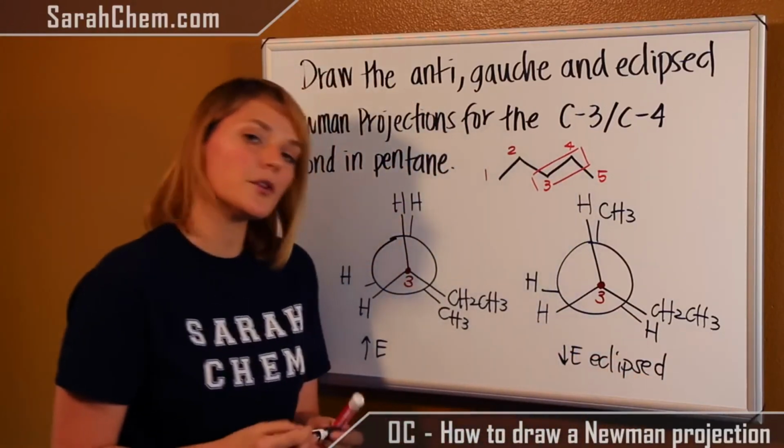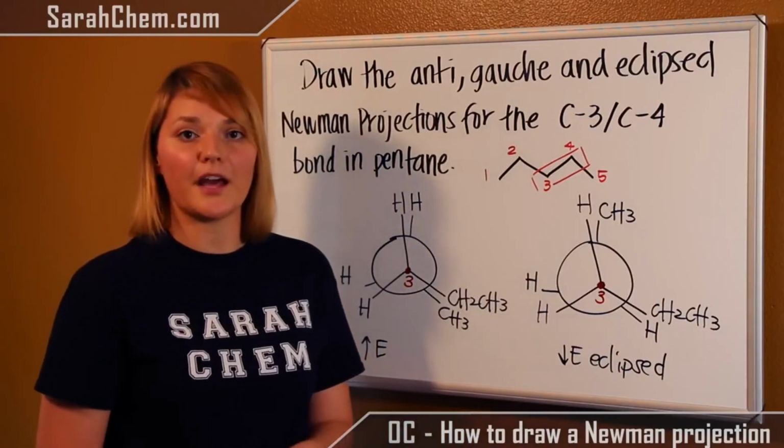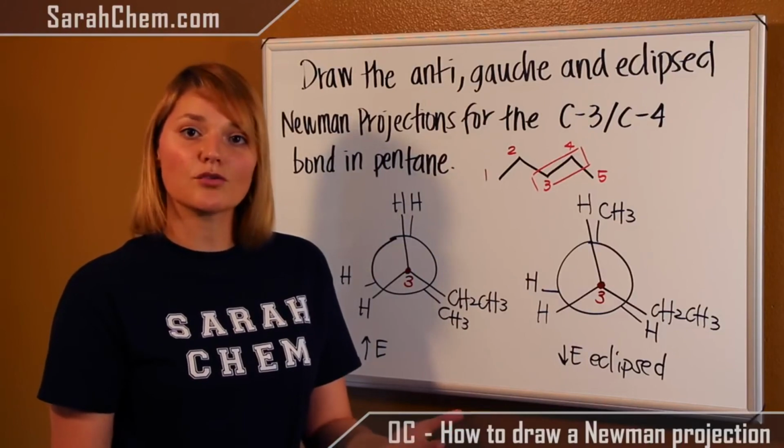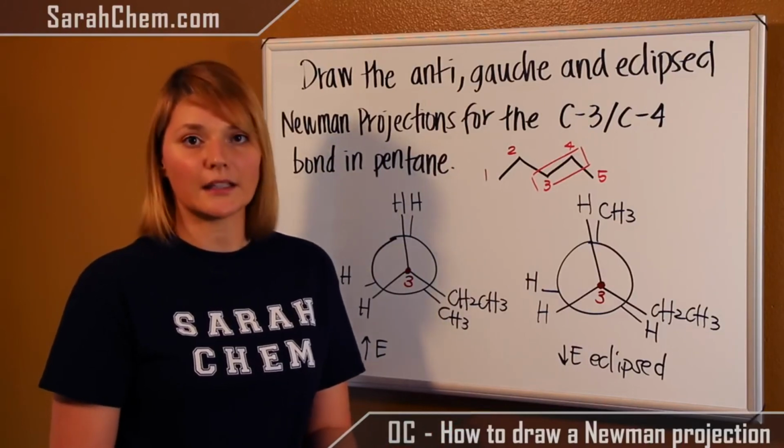The eclipse conformers, however, will always be higher in energy than the gauche or the anti-conformer. So that's how you draw an anti, a gauche, and eclipse conformers.